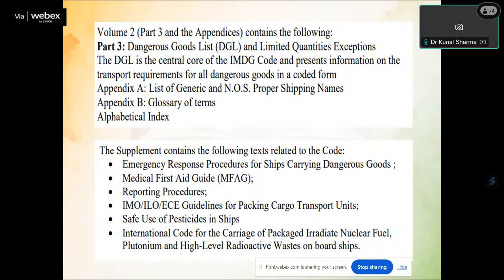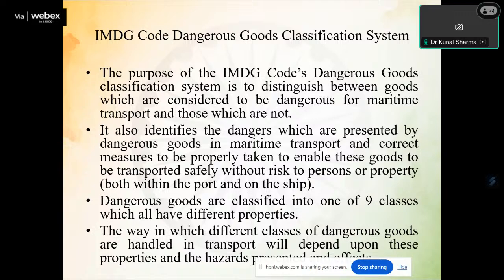So, if you talk about the classification, as I've already quoted, there are 9 classes of hazardous material or dangerous goods. So, generally, this IMDG code contains each and everything, and it shows a very clear picture of how to use these dangerous goods in a safe manner. Now again, there is also a classification system for the IMDG code. The purpose of the IMDG code's dangerous goods classification system is to distinguish between goods which are considered to be dangerous for maritime transport and those which are not. So there should not be any ambiguity or issues related to the bifurcation.